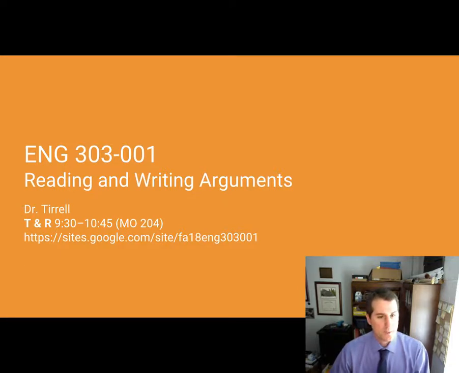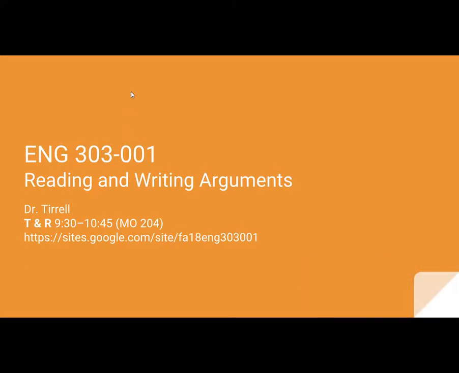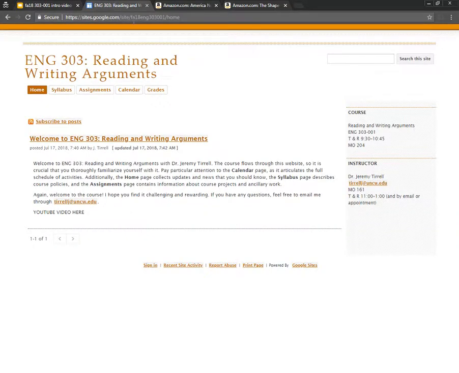Okay, so let me change this and back out. So this is the course website. You can see there are some consistent features on every page. You've got the navigation bar up here with home, syllabus, assignments, calendar, and grades. And then over here on the right, we've got some information about the course, the title, the number and section, the meeting period, which again is Tuesdays and Thursdays, 9:30 to 10:45 in Morton 204.